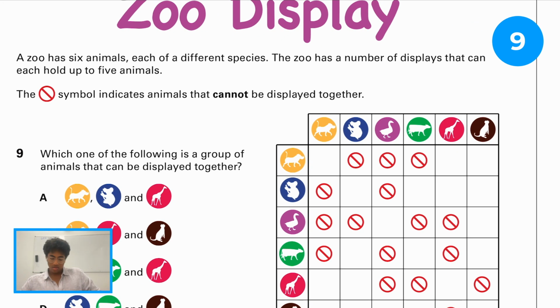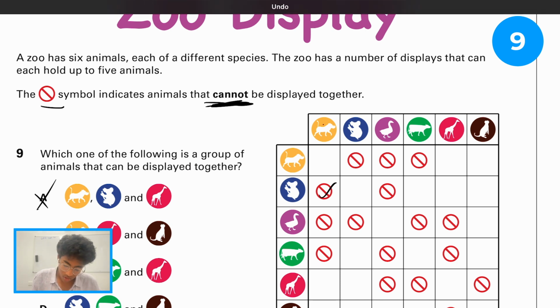Let's see. So, this is a boar, right? The boar cannot go with the koala. That means option A is gone. Immediately option A is gone. Because you see, this symbol indicates they can't be together. Imagine they'll start fighting straight up, right? This means the boar and the koalas can never be together.